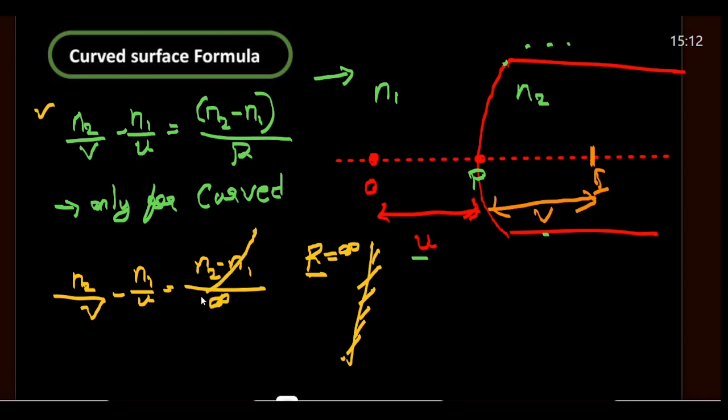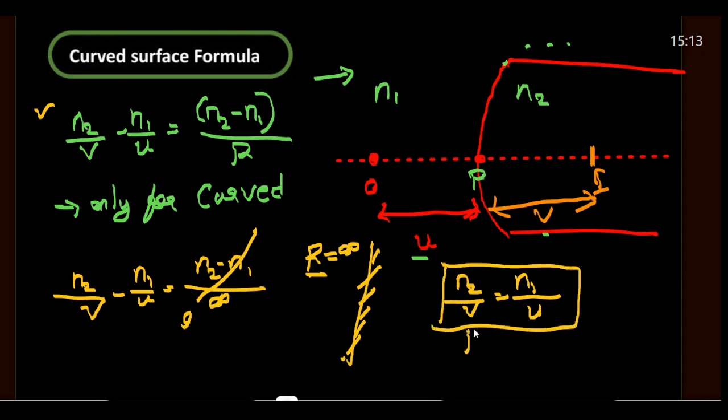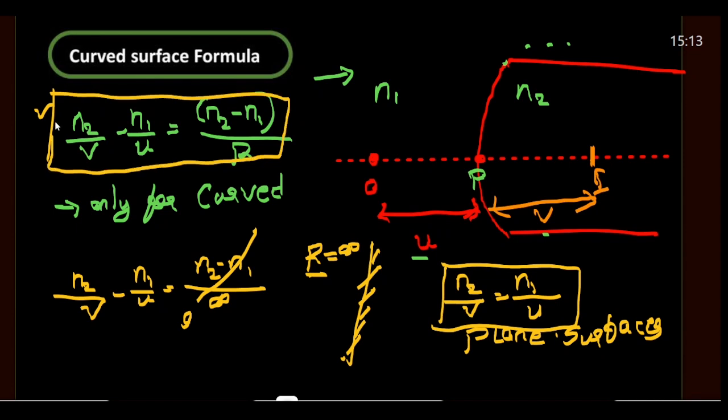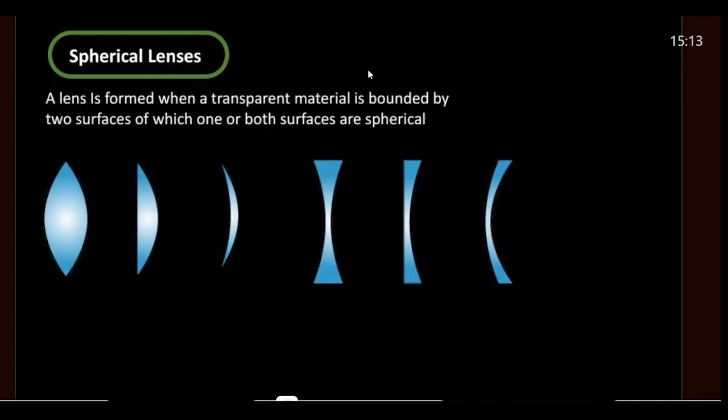So if anything by infinity, that becomes 0. So here we remained with n2 by v is equal to n1 by u. This is for plane mirrors, okay? Plane surfaces we can consider, and this is only for curved surfaces. Got it? Now, let's discuss spherical lenses.